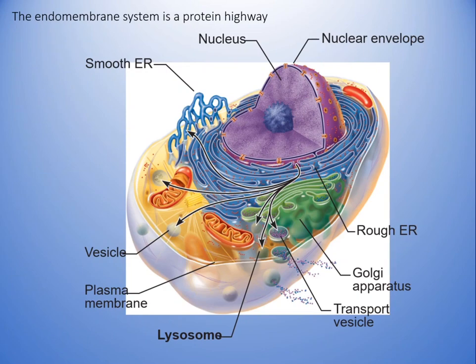I like this picture. It labels all of the organelles for you, some that are protein making, some not. And it has a nice little statement at the top that says the endomembrane system is a protein highway, right? And it's an assembly line along which proteins move until they're embedded into their final destination.